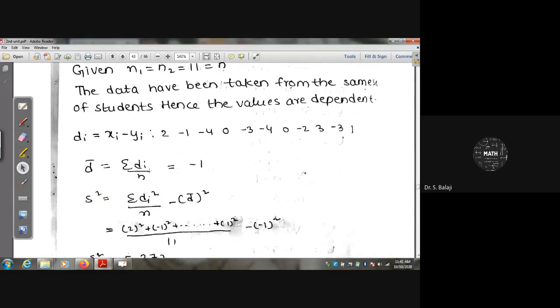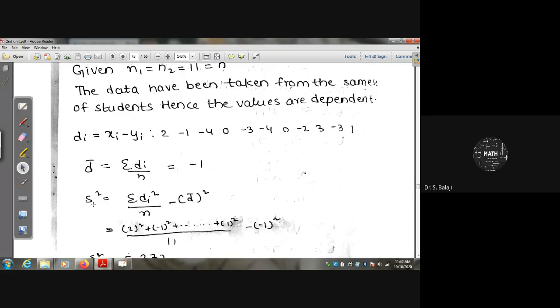Then you can calculate the D bar value. D bar is equal to the summation of Di divided by N, the average value of the deviations. Add all the values and divide by 11. You get minus 11 divided by 11, which is minus 1.